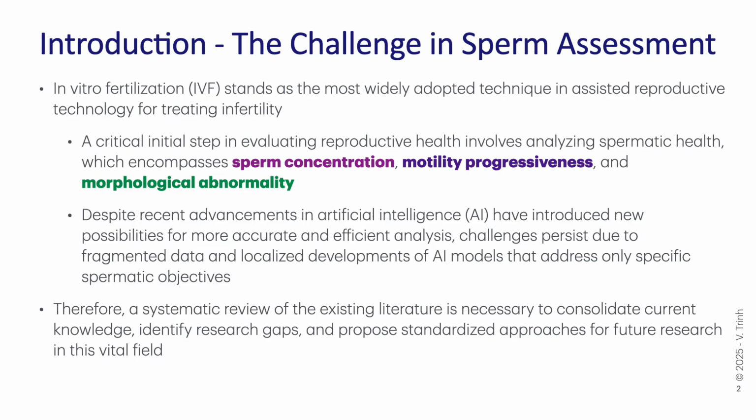In vitro fertilization, IVF, stands as the most widely adopted technique in assisted reproductive technology for treating infertility. A critical initial step in evaluating reproductive health involves analyzing spermatic health, which encompasses sperm concentration, motility progressiveness, and morphological abnormality. Despite recent advancements in artificial intelligence, AI, having introduced new possibilities for more accurate and efficient analysis, challenges persist due to fragmented data and localized developments of AI models that address only specific spermatic objectives.